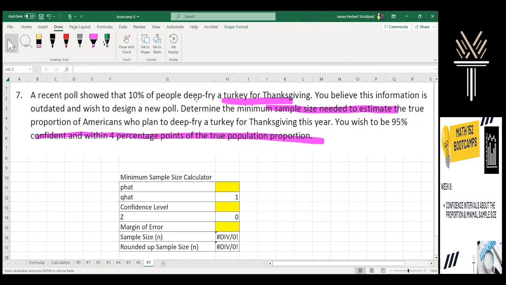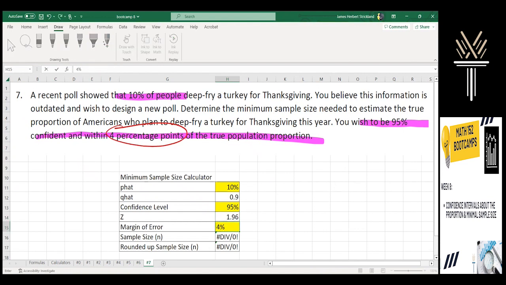Well, our proportion is just the amount up here, right? The percentage group, which is 10%. Confidence level, you wish to be 95% confident. That's over here on the right. So 95%. And how much error are you willing to accept? We're willing to be within 4 points of error. So we're just going to write 4 percentage points because it says percentage, so be consistent. And there we go. If we do our survey, we better talk to 217 people. And if we do, we'll be within 4 percentage points.